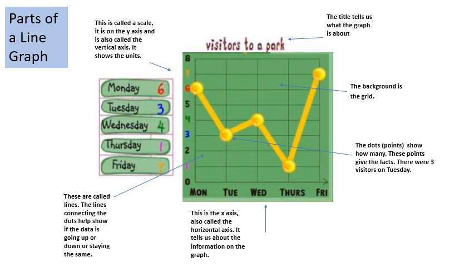Look at the rest of the days: Monday, Wednesday, Thursday, and Friday. Find the facts for these days. This is the x-axis, also called the horizontal axis. It tells us about the information on the graph. Next, these are the lines. The lines connecting the dots help show if the data is going up or down or staying the same.